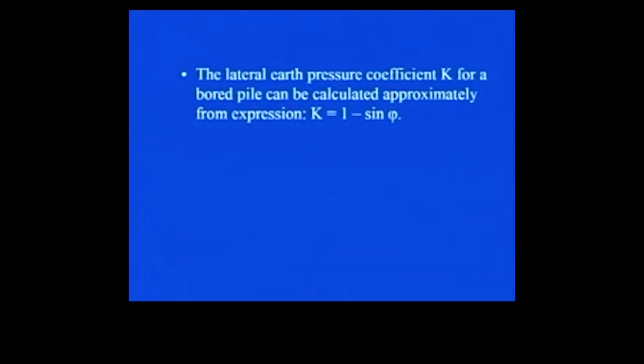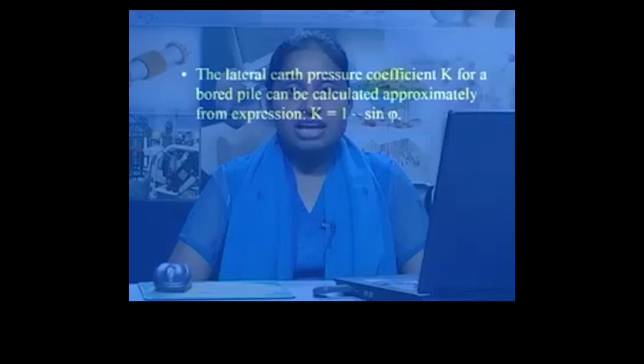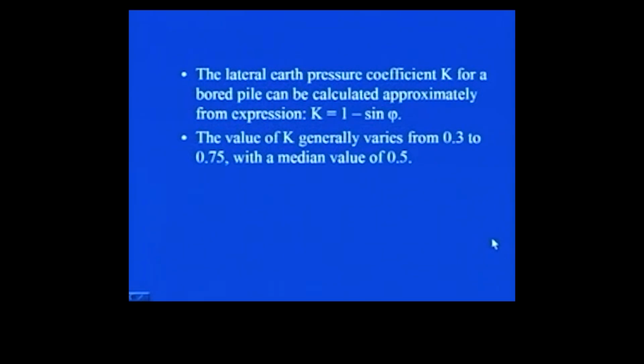The lateral earth pressure coefficient for a bored pile can be calculated approximately from the expression K equal to 1 minus sin phi. So, if phi 1 is the in situ angle of friction, first you have to reduce that by 3 degrees and then use that phi for any further calculations. That same phi will be used over here. The value of K generally varies from 0.3 to 0.75 with a median value of 0.5. So, you see it was 1 to 3 in the case of driven piles, however, it is 0.3 to 0.75 in the case of bored piles. Such a large difference results in more load carrying capacity in the case of driven piles.